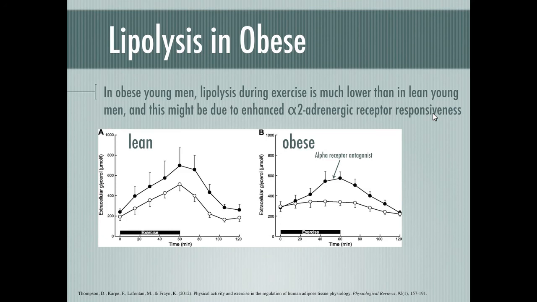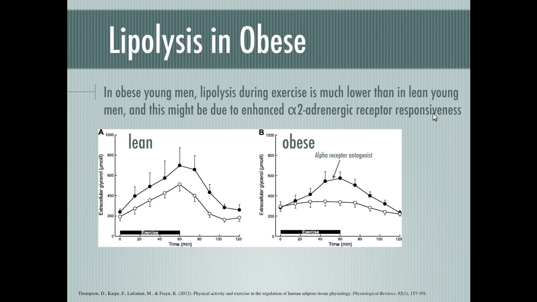Specifically, we have alpha receptors and beta receptors. When epinephrine and norepinephrine bind to beta receptors, it will enhance fat metabolism. When they bind to alpha receptors, it will decrease fat metabolism. So, if you look during exercise at lean individuals, to the left, which is graph A, the white is basically just exercise alone. And then the black is when you add what are called alpha receptor antagonists.